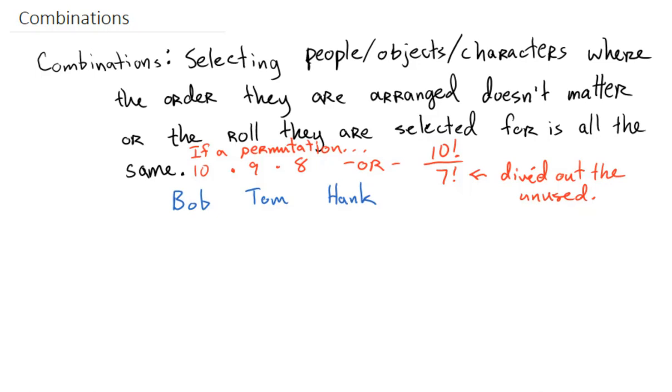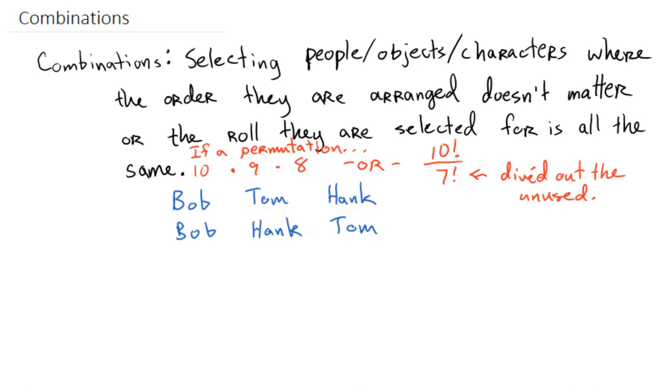We're saying they're all going to the mall. Did I say the mall or the movies? I don't know where they're going, but they're all going to the same place. So what I'm getting at is if I select Bob, Tom, and Hank, that's the same thing as selecting Bob first and then Hank and then Tom, because again they're all going to the same place, so it doesn't matter what order I select them in.